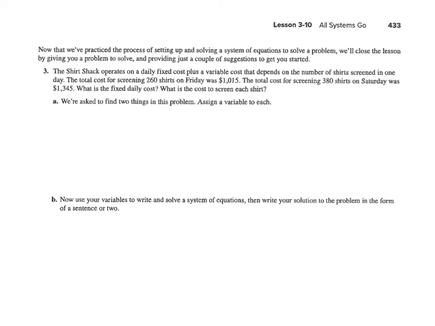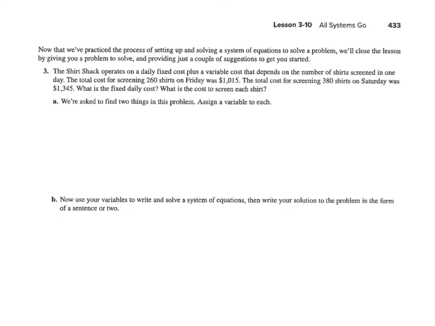Now that we've practiced the process of setting up and solving a system of equations to solve a problem, we'll close the lesson by giving you a problem to solve and providing just a couple of suggestions to get you started. Well, we're not really finished with the lesson. We have the applications to look at, right? Let's see what we have here.